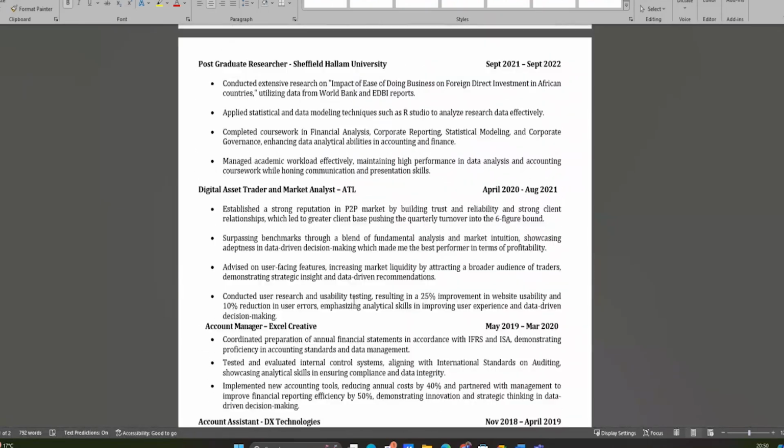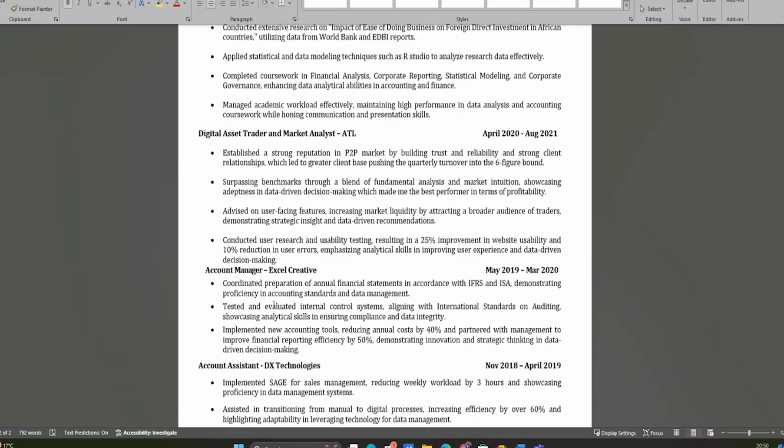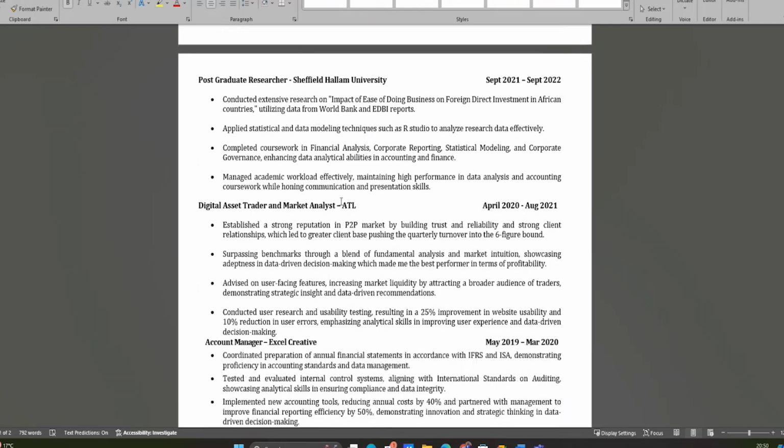You see, this was a CV you saw the other time. That's all we had in that CV, just accounting assistant, accounting manager, and see how we have made it better.